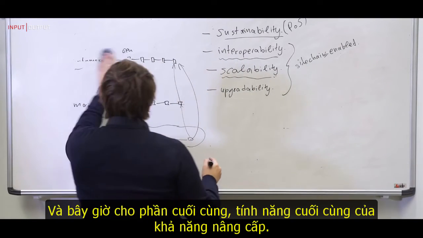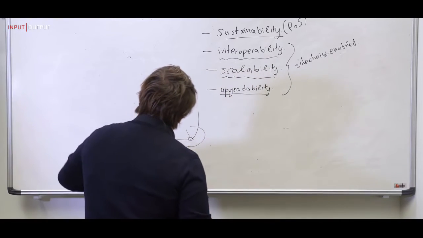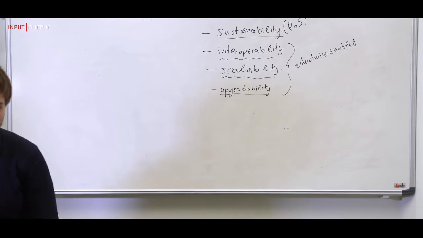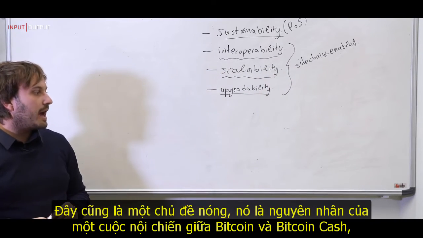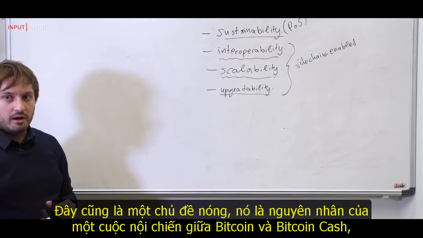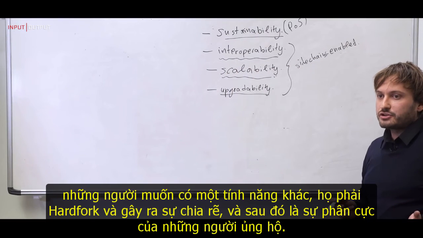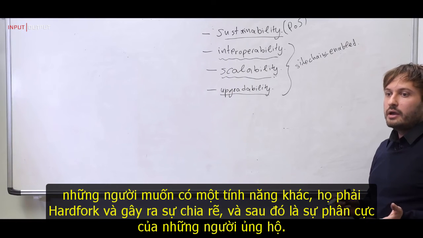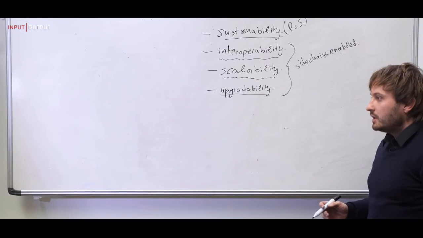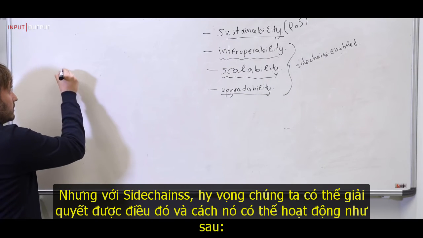And now for the last part, the last feature, upgradability. This is also a hot topic. It has been the cause of a civil war within Bitcoin, and with Bitcoin and Bitcoin Cash, people that want a different feature really have to hard fork the chain and cause a split and a polarization of the supporters. But with sidechains, hopefully we can solve that. And the way that it could work is as follows.